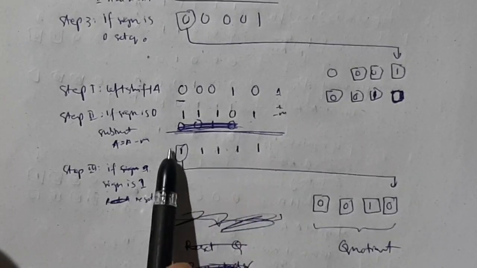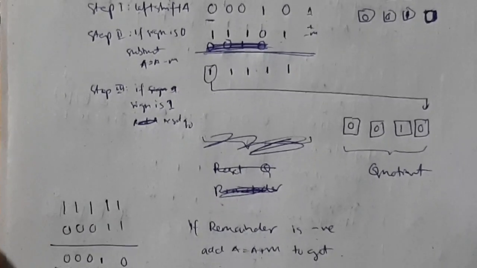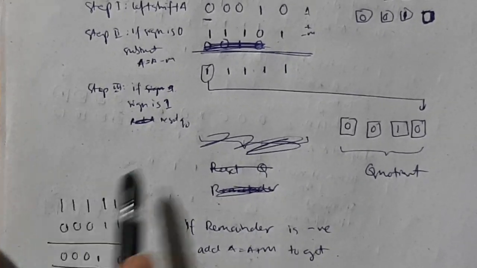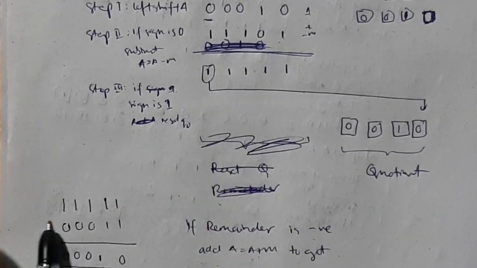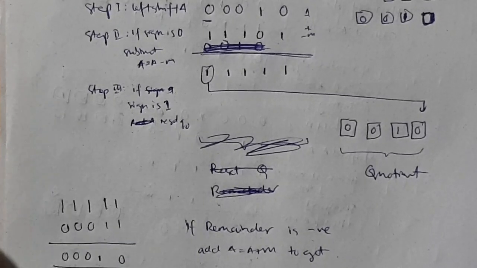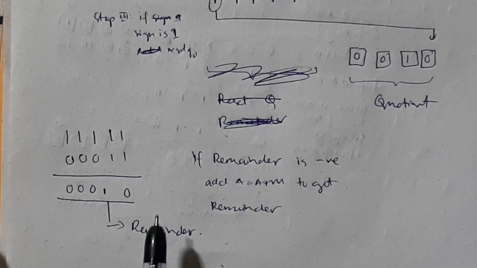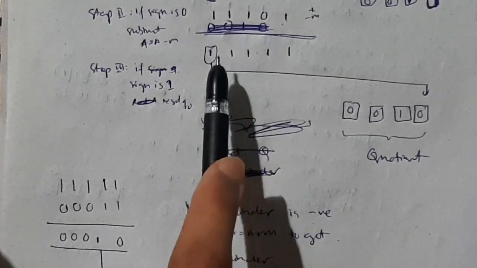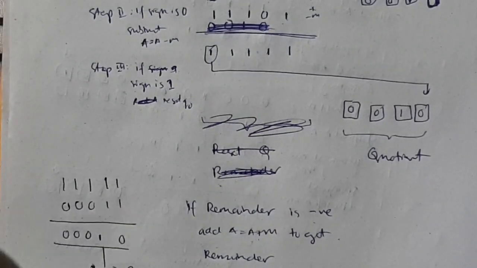What you need to do, add this with m. M is 3, right? So put the remainder here, whatever you get here, plus m. M is 3. Write the binary equivalent, add it, and whatever answer you get, that is the remainder. Okay, that's the remainder. If it is a positive number, that's the remainder here, but if it is negative, you need to add m to get the remainder.